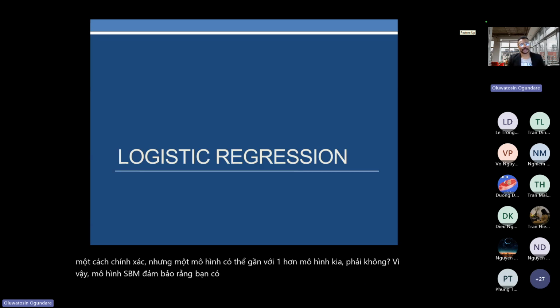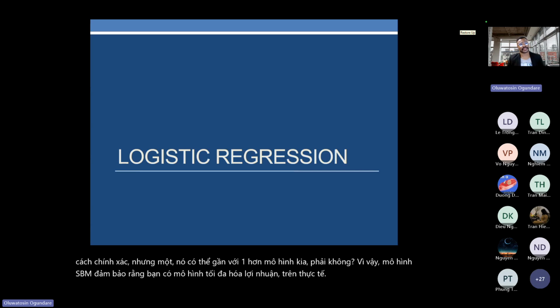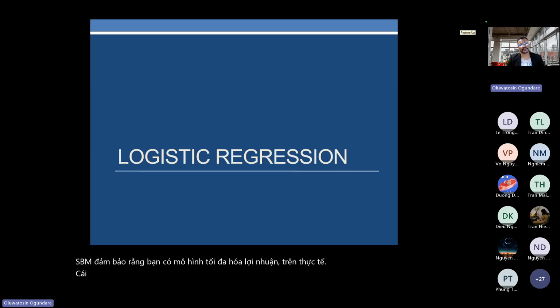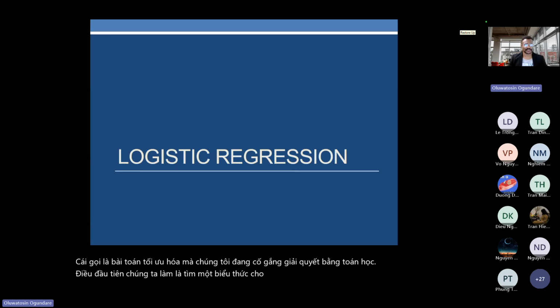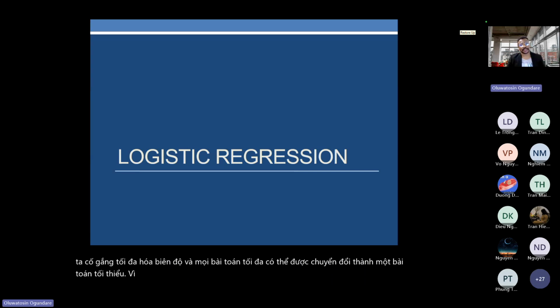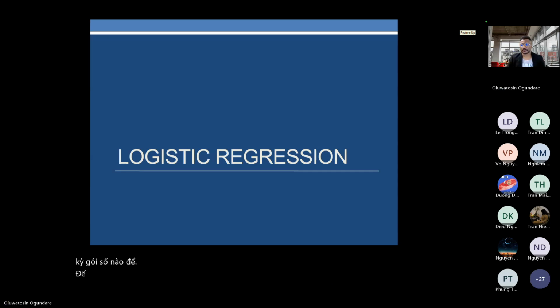In fact, in the so-called optimization problem that we try to solve mathematically, the first thing we do is find an expression for the margin, and then we try to maximize the margin. And every maximum problem can be converted to a minimum problem, so we just reverse it. And then you could use any numerical package to solve this problem in a useful way.